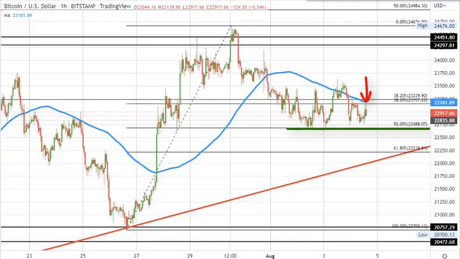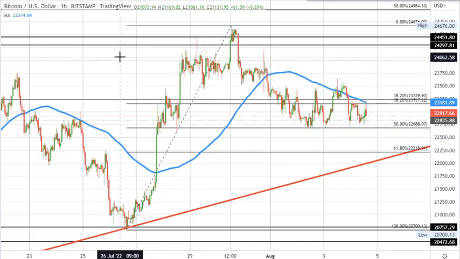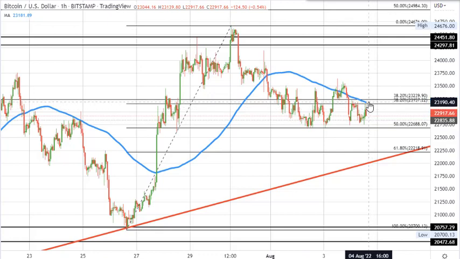So the battle is on in Bitcoin. The longer term bias remains more to the downside below that key 100-day moving average, but the shorter term is what will determine the shorter term bias, either up or down.